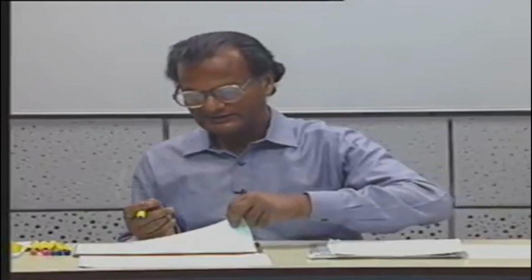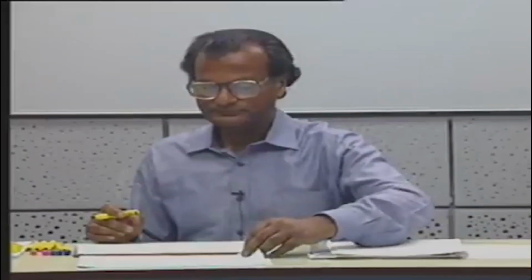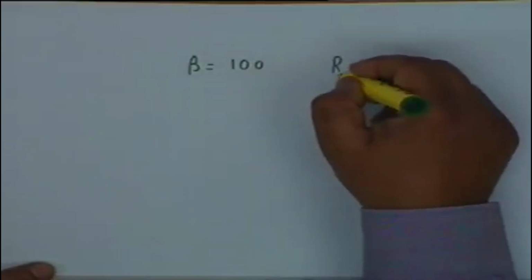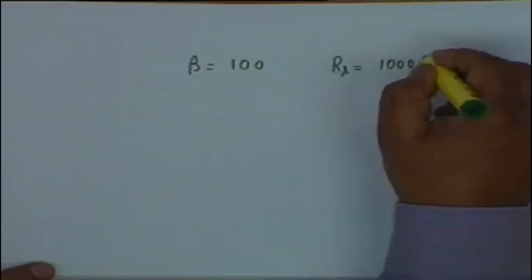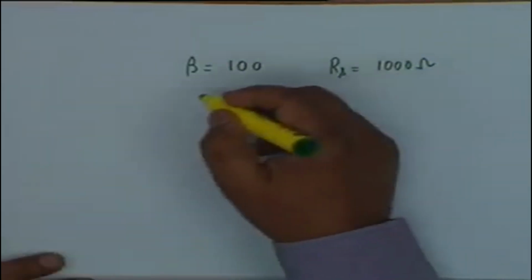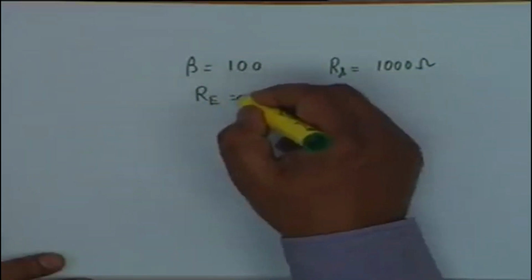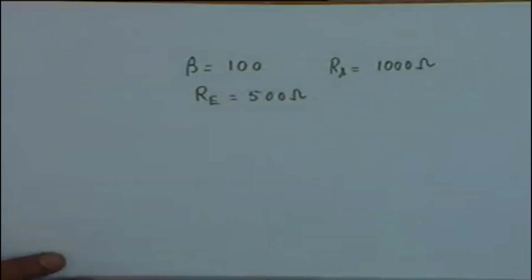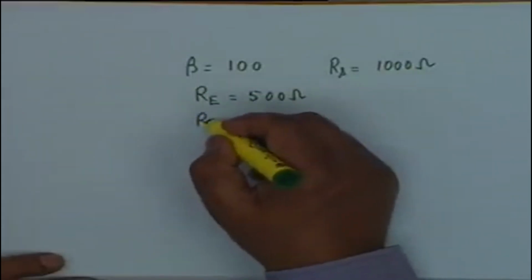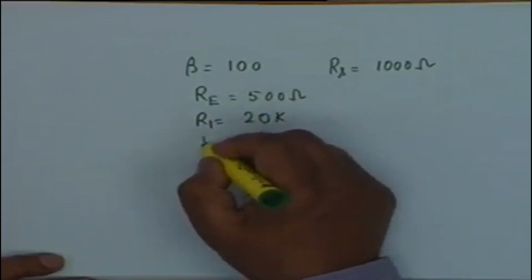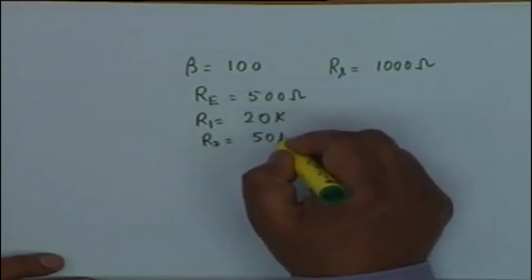For a certain transistor, 2N series, beta is typically 100, the source resistance typically is 1K, 1000 ohms, Re is of the order of 500 ohms. Re does not enter into the mid-band calculation because Re is shunted by a capacitance which is sufficiently large. R1 is 20K, R2 is 50K.